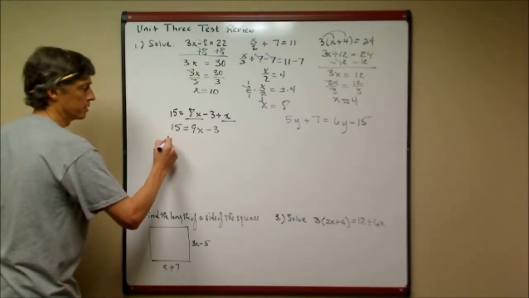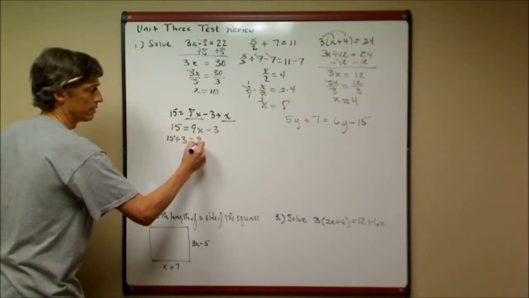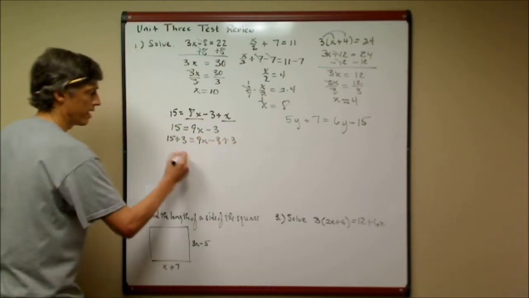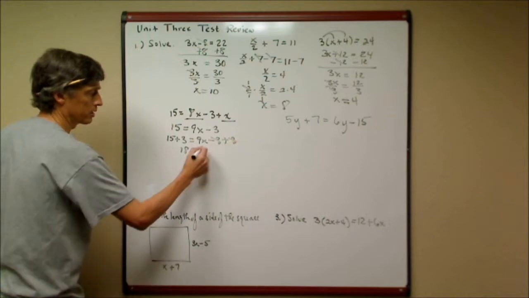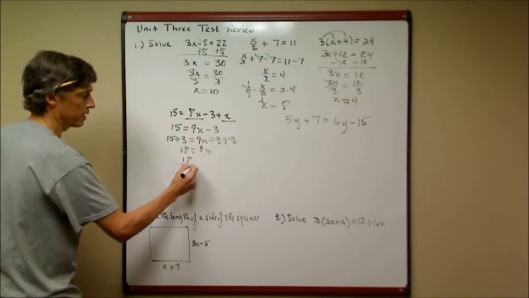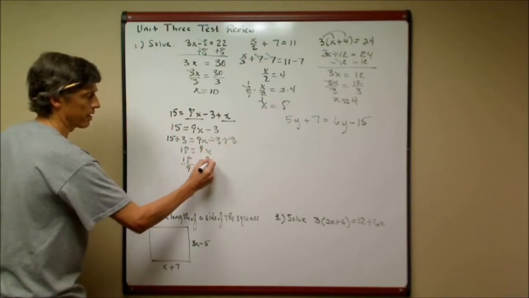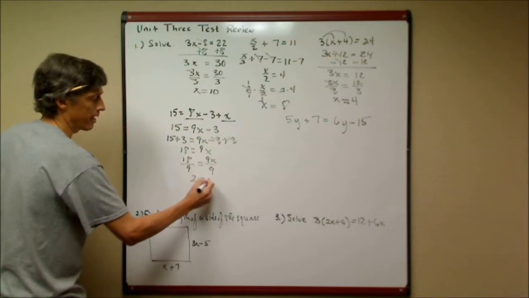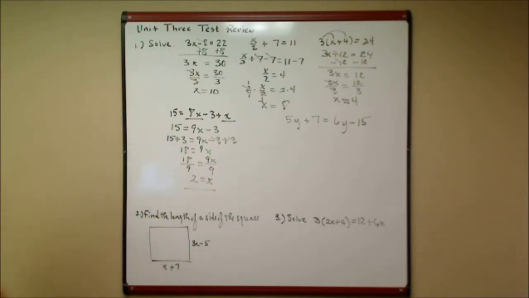I'm going to add 3 to both sides. I have 18 is equal to 9x, and then I'm going to divide both sides. Solving for x, I'm going to divide both sides by 9. And I have x equals 2. Again, if I'm going too fast, you can always slow it down, click back, watch it a couple of times, make sure you understand, because you'll see problems like this on that test.